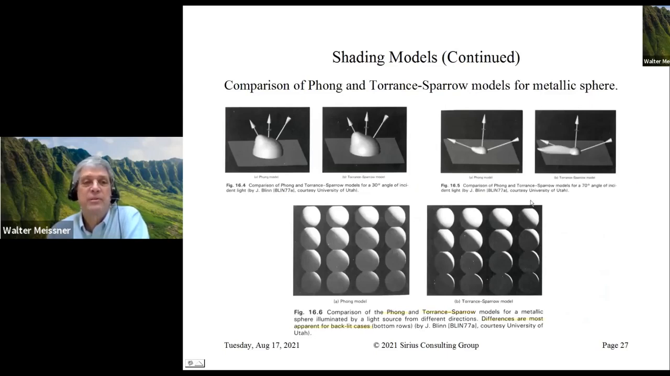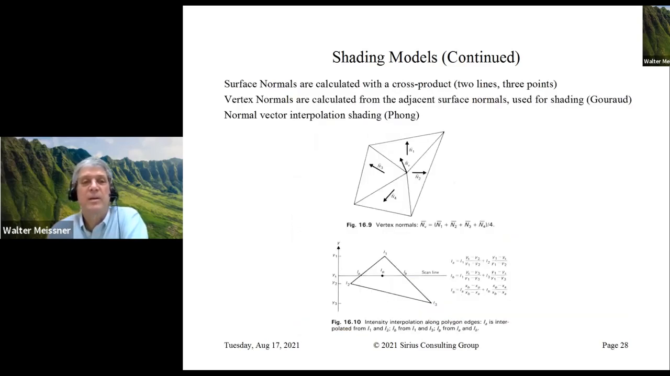And here's a picture comparing the Phong and Torrance-Sparrow models for a metallic sphere. The top left is for a 30-degree angle. The top right is for a 70-degree angle. And here at the bottom are examples going from almost front illumination to rim backlight cases. So again, it depends on how you want things to look as far as deciding what shading model to use. The Torrance-Sparrow model is a little bit harsher, but maybe that's desired in some cases.